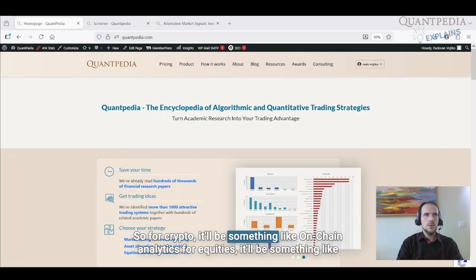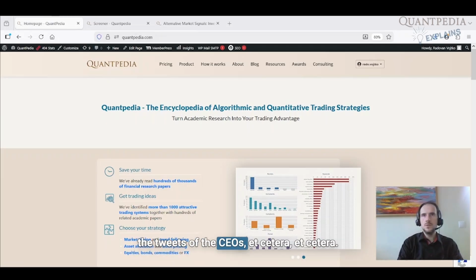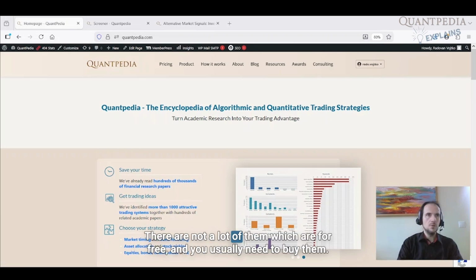For crypto, it will be something like on-chain analytics. For equities, it will be something like the tweets of the CEOs, etc. Alternative data sets are usually expensive. There are not a lot of them which are for free, and you will usually need to buy them.